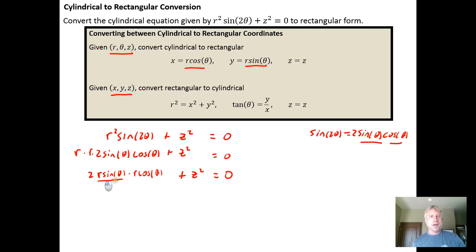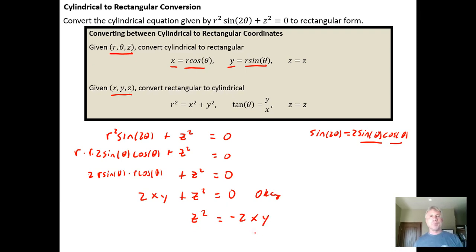And then once I do that, r sine theta is just y, and r cosine theta is just x. So I want to recognize that I have 2 times y times x, or because order of multiplication doesn't matter, a 2xy. This is an x, this is a y, but I can switch the order of that multiplication if I want to. And then I could leave it like this. This would be okay. Or I could solve it for z squared. So z squared equals negative 2x times y.